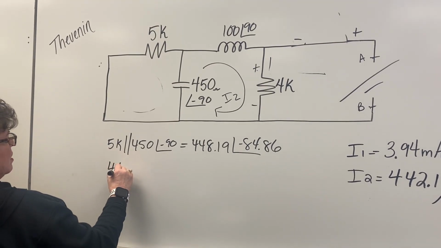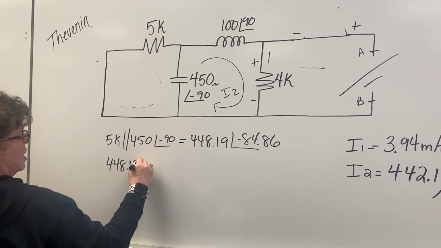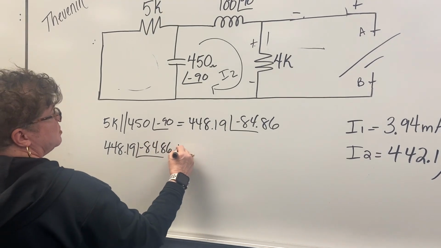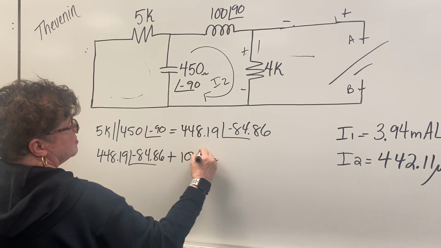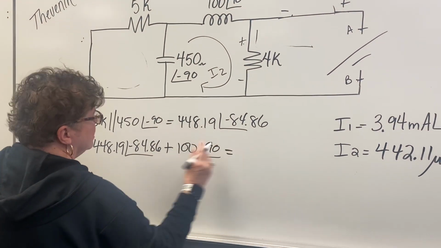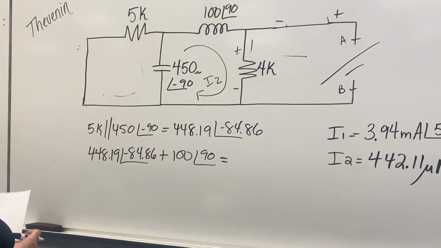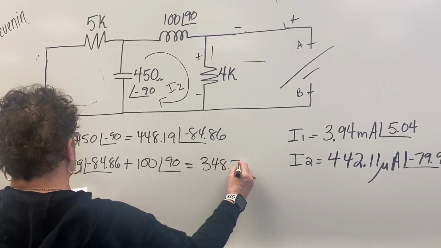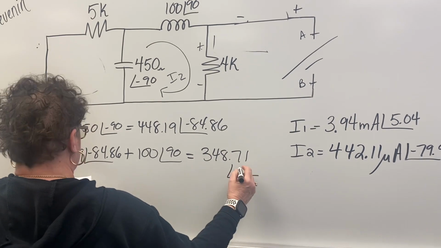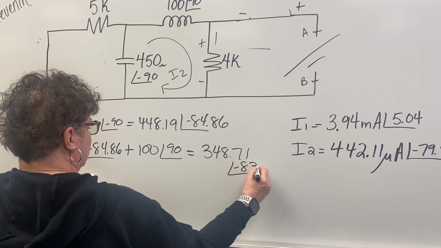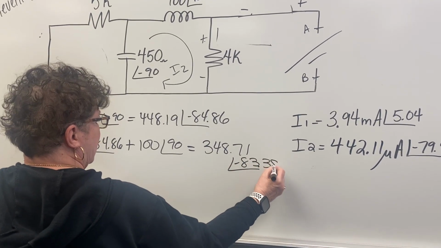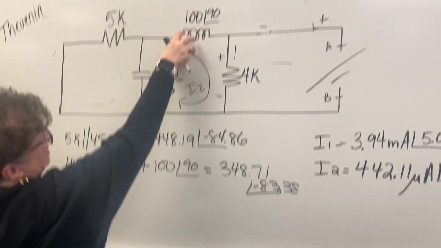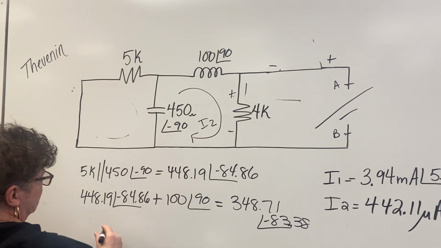So 448.19 at an angle of negative 84.86 plus that 100 at an angle of 90. When we add them together, we get 348.71 at an angle of negative 83.38. Okay? So then that number would be here, and it's in parallel with the 4K.